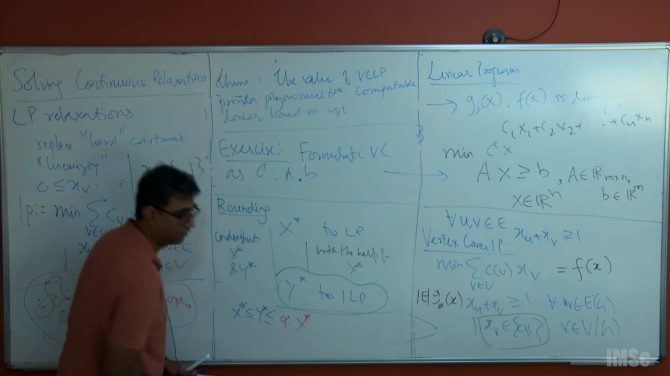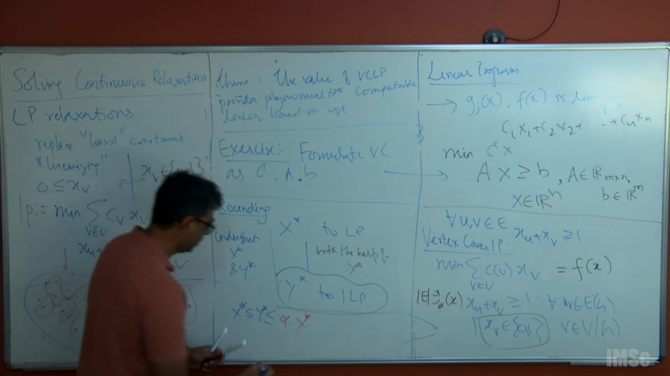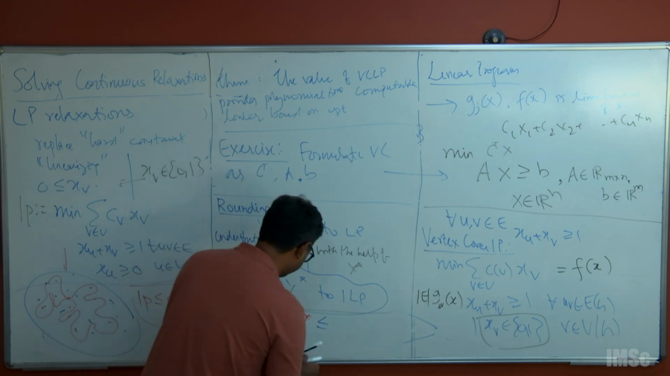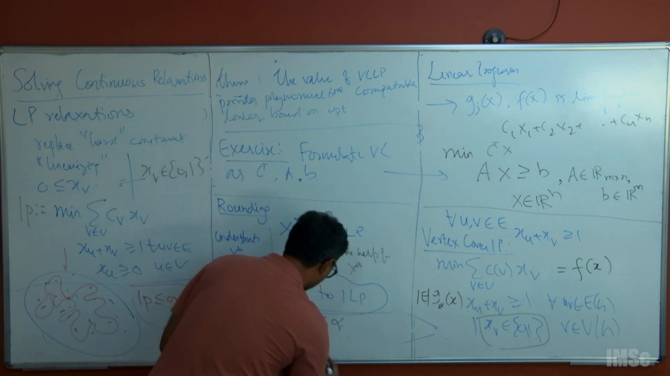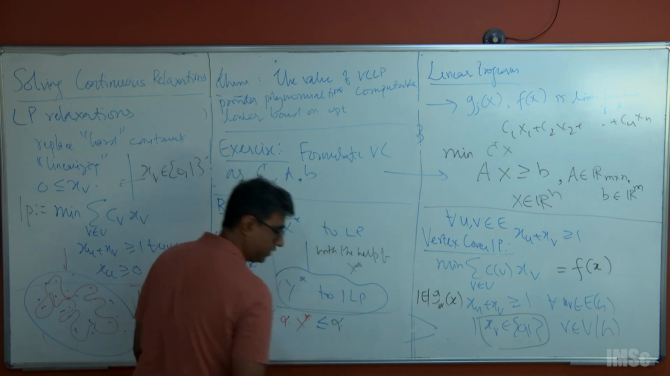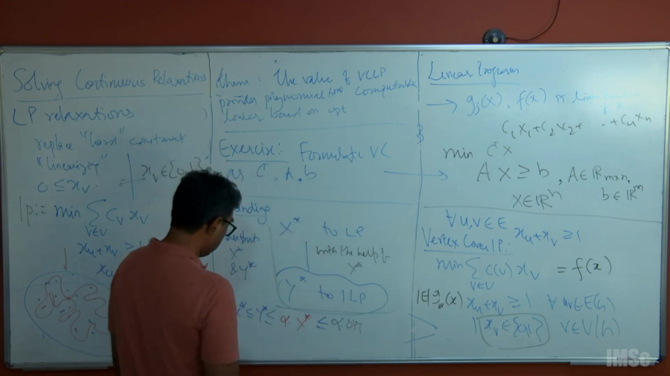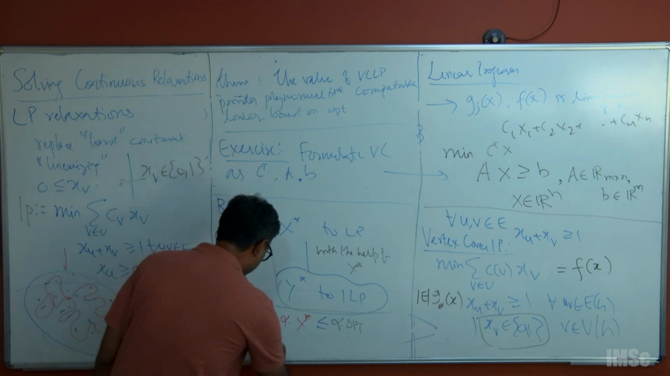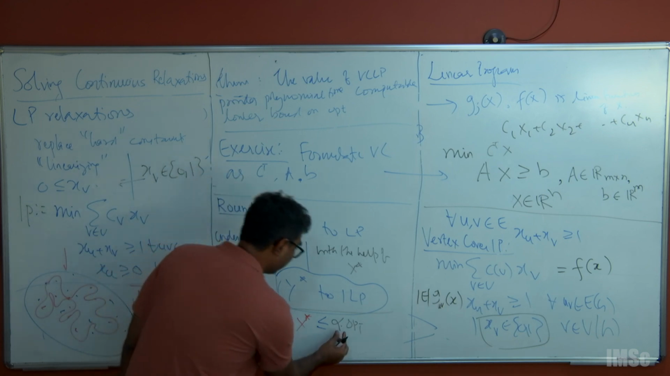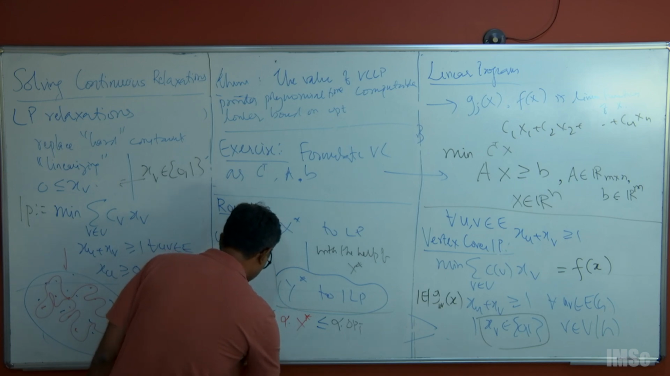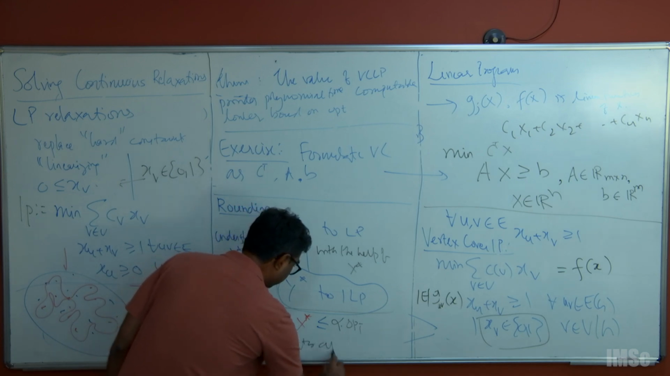If I can say this, what does this imply? Then this is less than or equal to alpha times what? What can I say? X star is less than or equal to what? Opt. So I have been able to come up with a solution y star which is alpha times opt. Then what is the meaning of this? Then this is an alpha factor approximation.